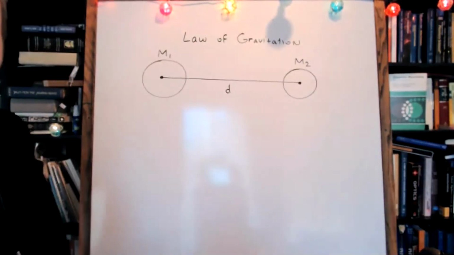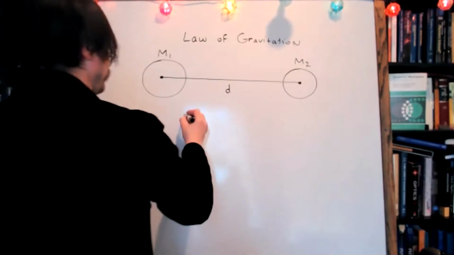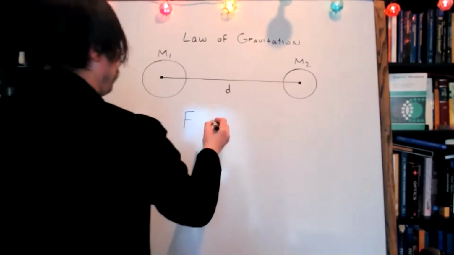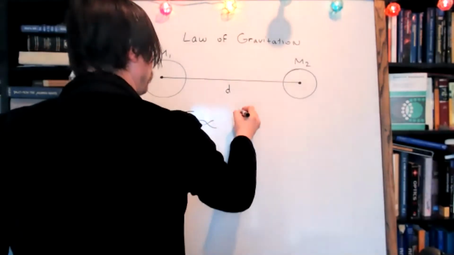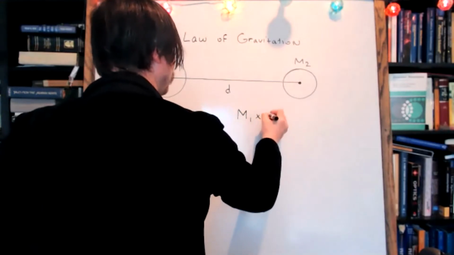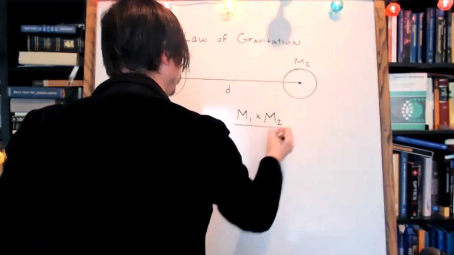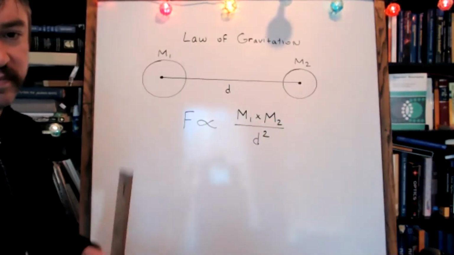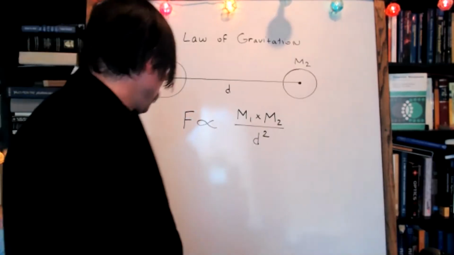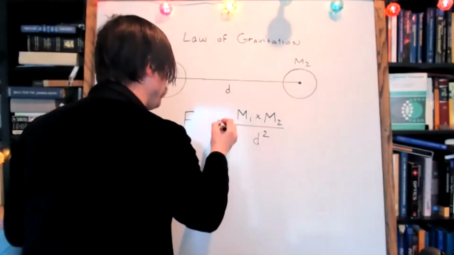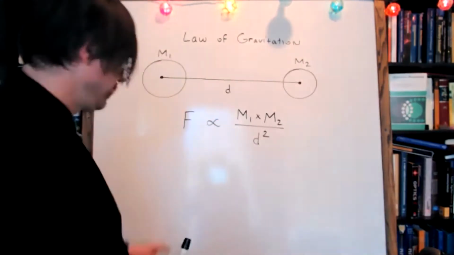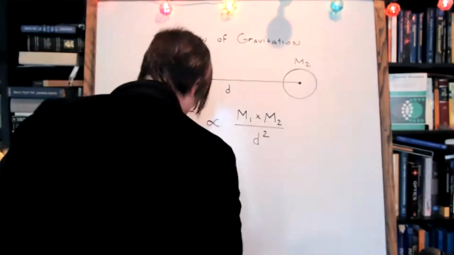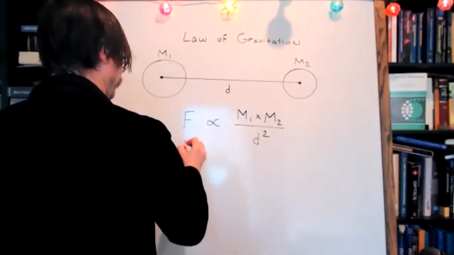When Newton wrote his law of gravitation, he wrote it in the following manner. The force of gravity, he writes, will be proportional to the product of the two masses and inversely proportional to the square of the distance between them, where I have introduced a new mathematical operator. This little symbol means proportional to, and we should probably talk to you guys about that.